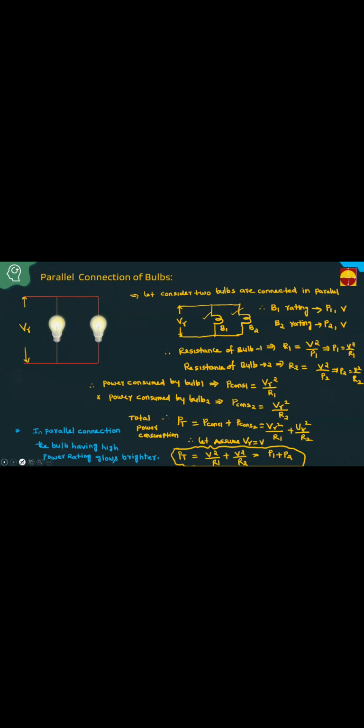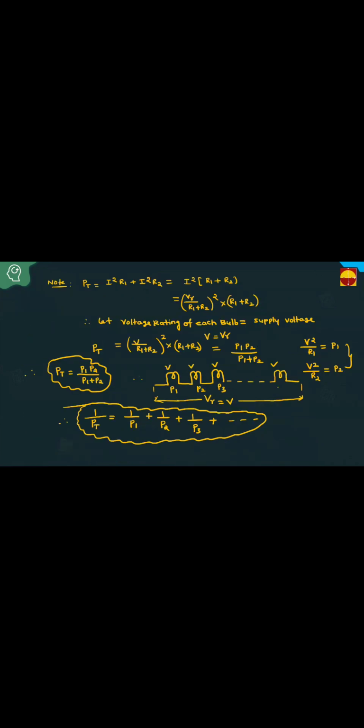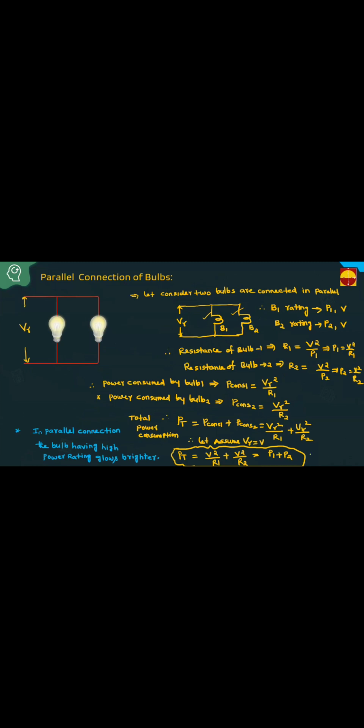But in series, the total power consumption is not the sum of the ratings directly; it is P1 P2 by P1 plus P2. But here we are getting P1 plus P2 directly. Clear, friends? But the assumption is let VR equal to V, the rating of each bulb is equal to supply voltage.